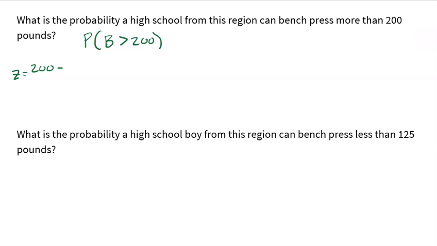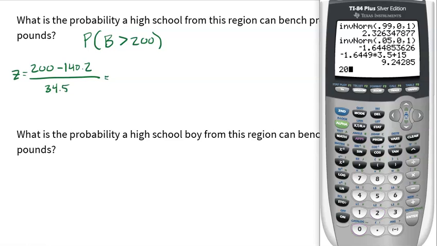So, 200 minus 140.2, again, I forgot what the mean was. 140.2 was the mean, divided by 34.5 is the standard deviation. All right, so I'm going to go to my calculator, 200 minus 140.2. Remember, hit enter first, order of operations, then divide by the 34.5, and I get 1.7333.